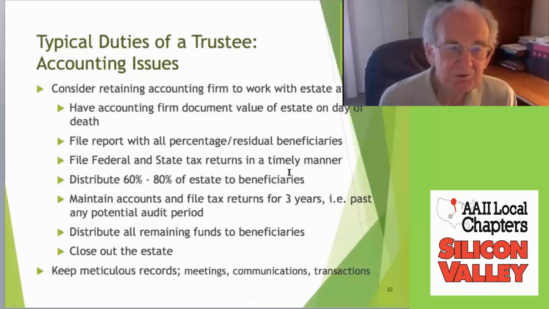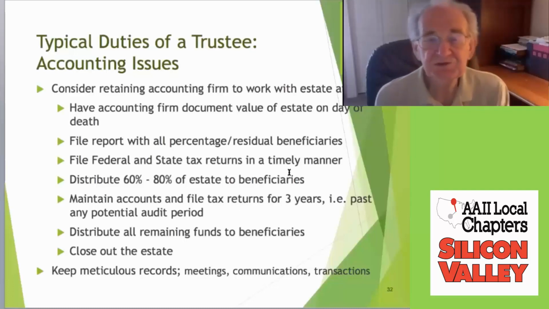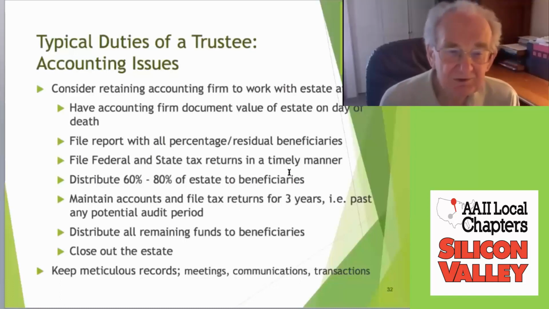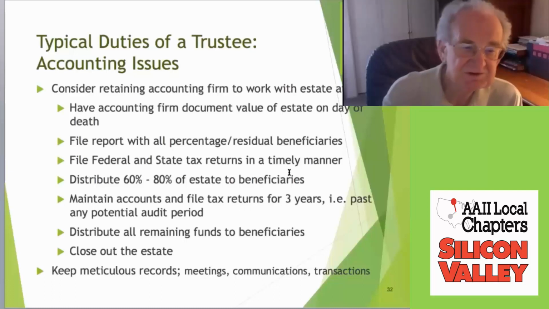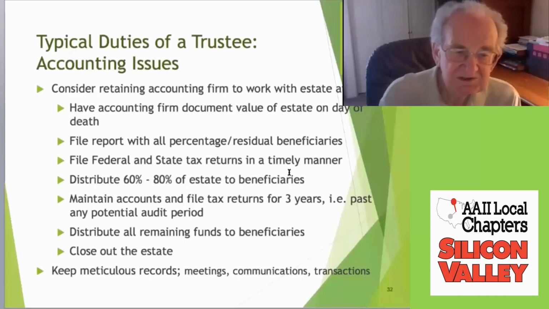Usually the attorney will recommend that you only distribute 60 to 80% of the estate to the beneficiaries. You want to hang on to the remainder for at least 3 years in case there's an IRS audit or any other expenses or liabilities come out of the woodwork. At the end of the 3 years, you can then distribute the remaining balance of the estate and close out the estate. Bottom line is keep meticulous records of all the meetings, all the phone calls, all the transactions. If it isn't written down, it never happened.